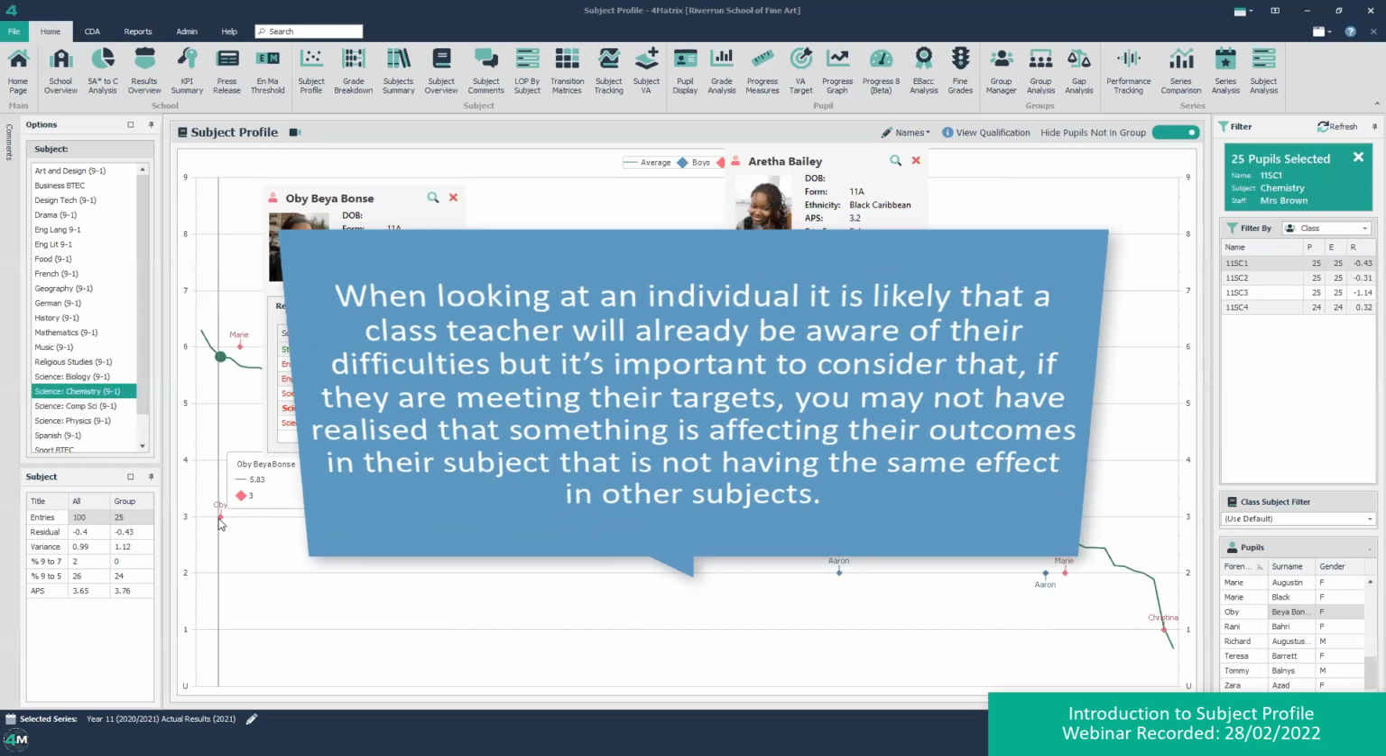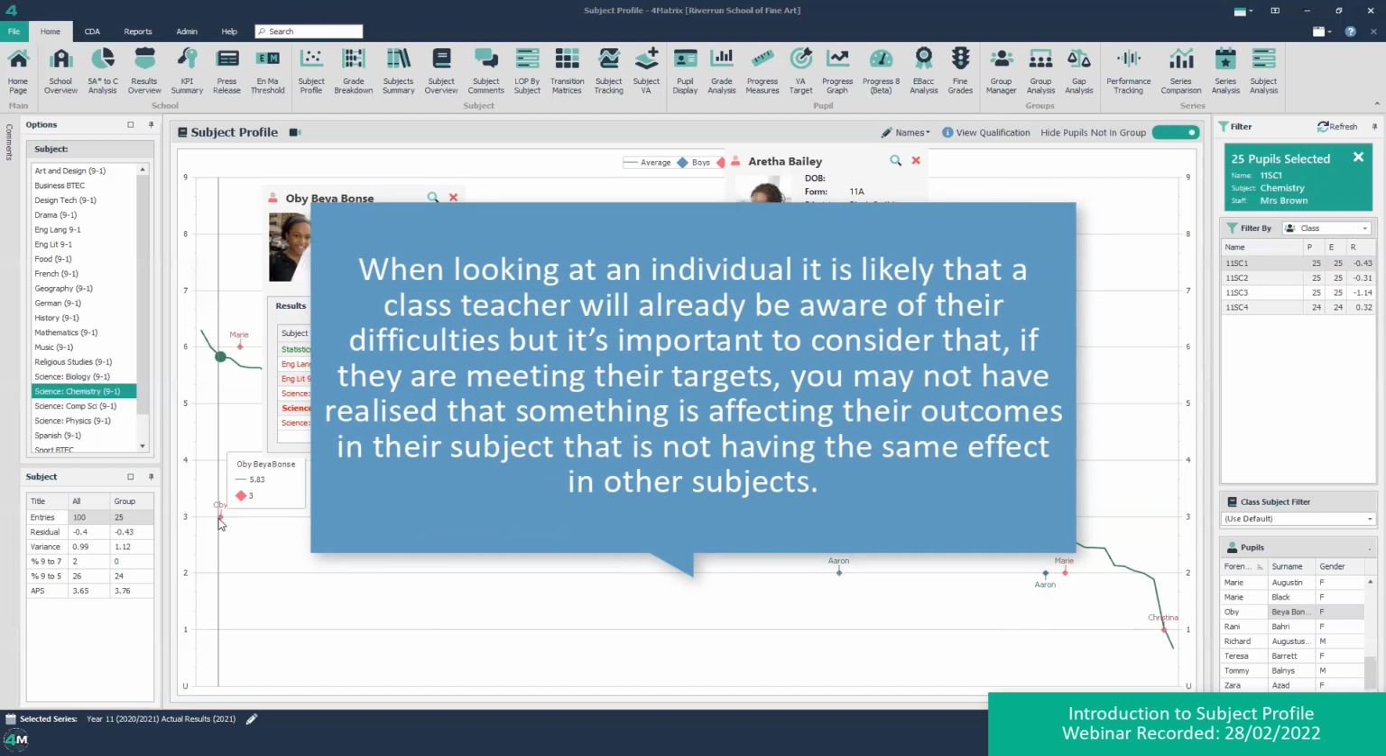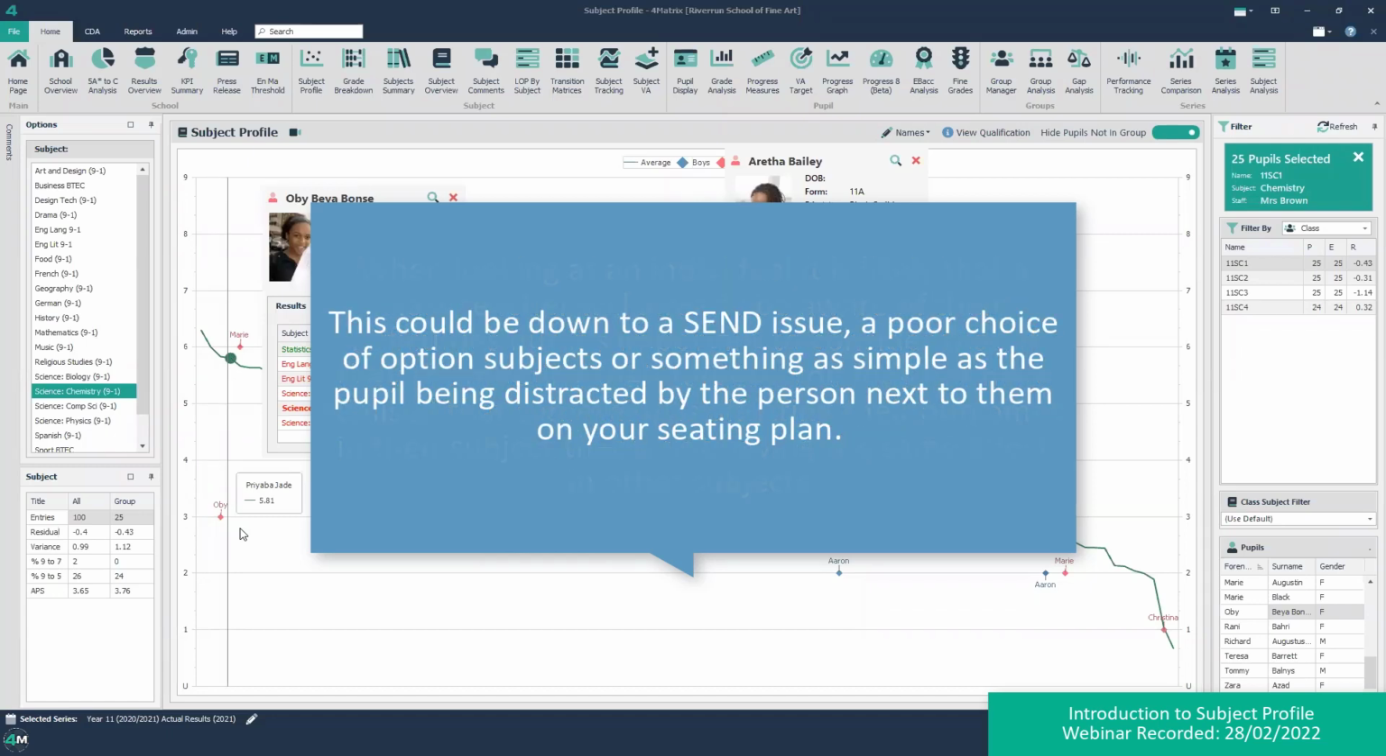When looking at an individual, it's likely the class teacher will already be aware of their difficulties. It's important to consider that if they are meeting their targets, you may not have realised that something is affecting their outcomes in their subjects that's not having the same effect in other subjects. So this could be down to a SEND issue, a poor choice of option subjects, or something as simple as the pupil being distracted by the person next to them on your seating plan.